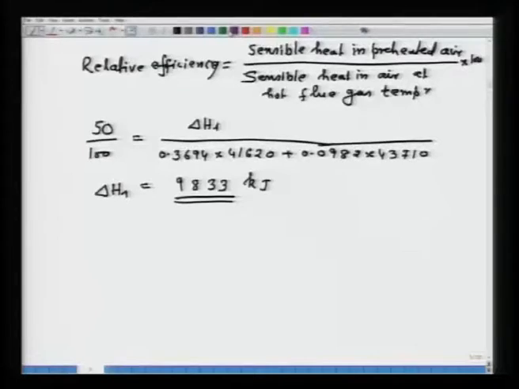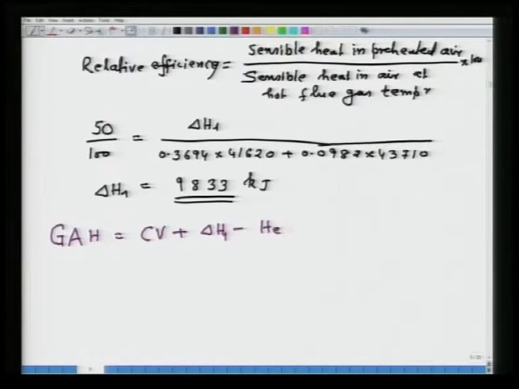So, now the gross available heat would be calorific value of the fuel plus sensible heat of air minus heat to POC, or let us put delta H1, heat to POC. So, everything is known. Now, this value will be equal to 15,670 kilojoule.